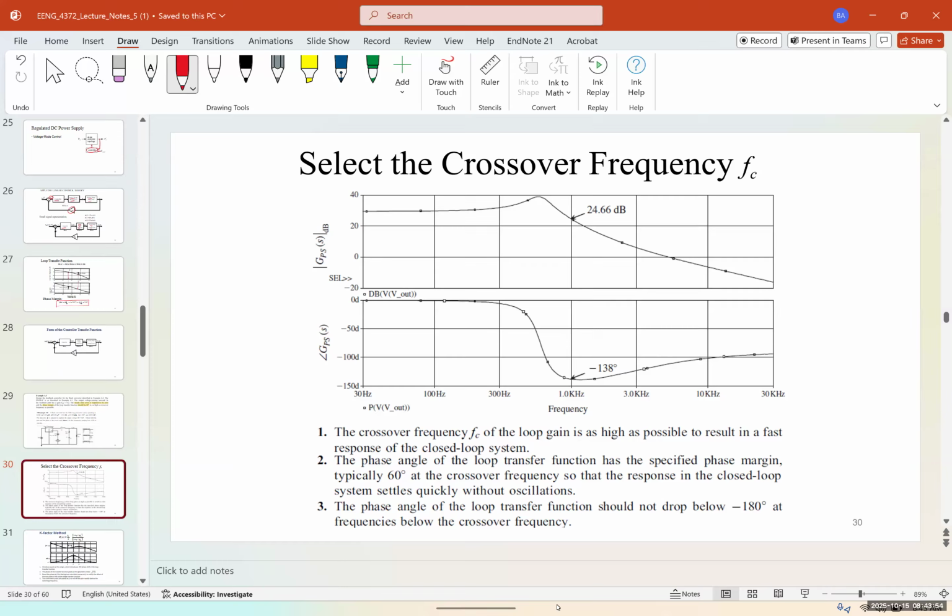And the phase angle of the loop transfer function should not drop below negative 180 degrees at frequencies below the crossover frequency. You can see because of the phase frequency, we have a little bit of an overshoot in the system as well. But the good thing is we have a pretty sharp, quick response. If we didn't have a very high frequency, it's going to look like this, and this would have looked smoother. If we had a higher frequency response, it's going to look like this, and you're going to have an overshoot in the system.